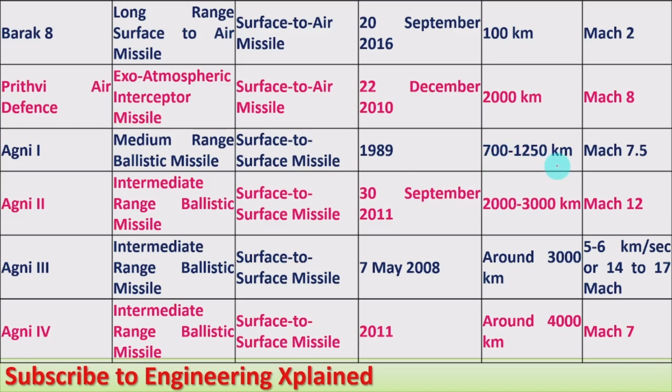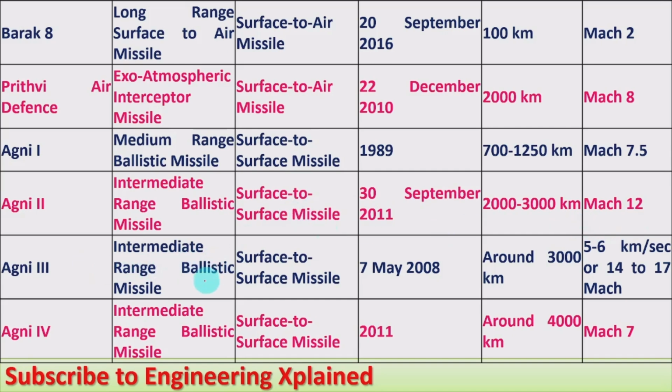In those times, the range is somewhat higher. The speed is also Mach 7.5, it was higher. Agni 2 intermediate range ballistic missile, surface to surface missile, it is launched on 30th September 2011. The range is 2000 to 3000 km. That is also higher. Mach 12 is its speed. The speed is also higher.